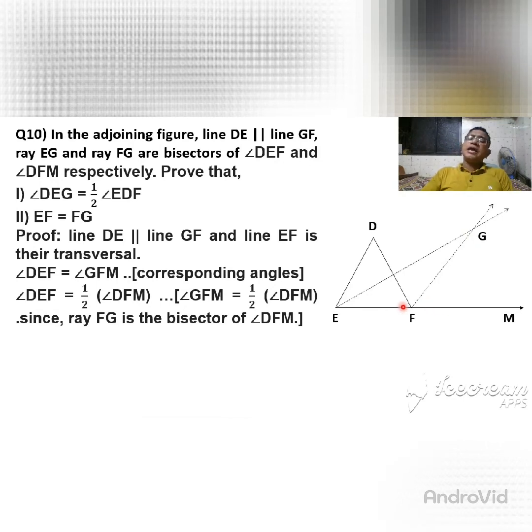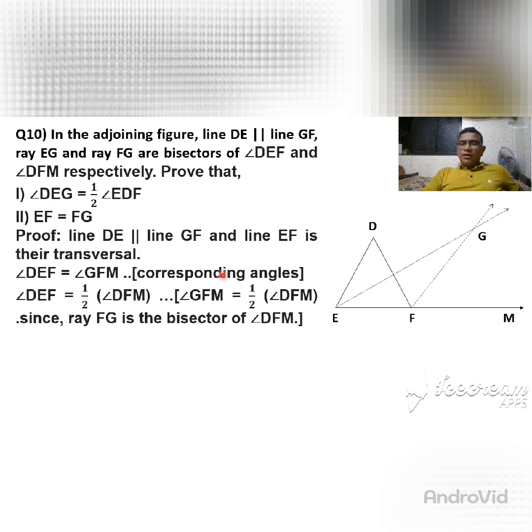But this F angle is bisected here. Angle bisector FG. FG is the bisector. So angle DFM is bisected into two angles. One is DFG and another is GFM. So it is half of DFM. So we say it is half of. See, this GFM angle is half. Which angle? DFM angle. Do you understand why it is half? Because FG is the bisector, so it is half. So angle DEF is equal to half angle DFM.